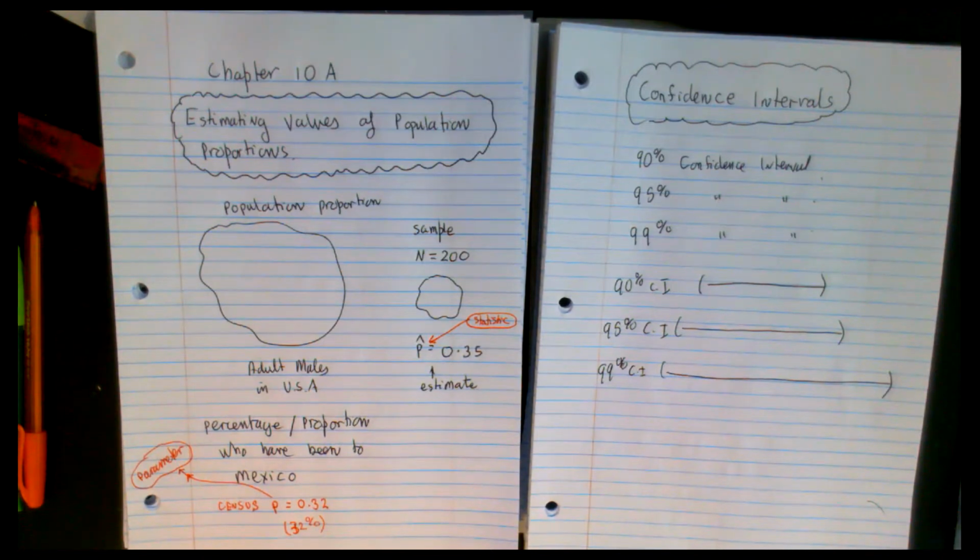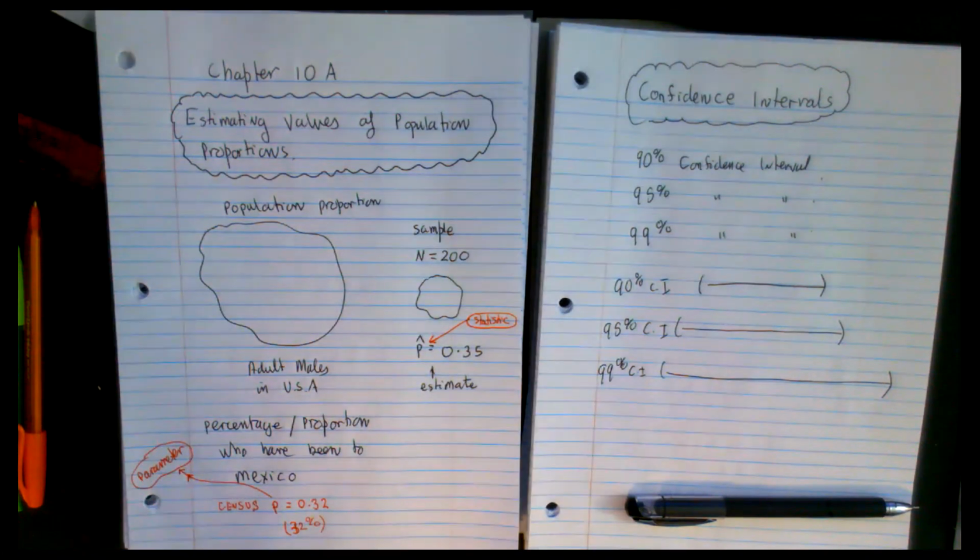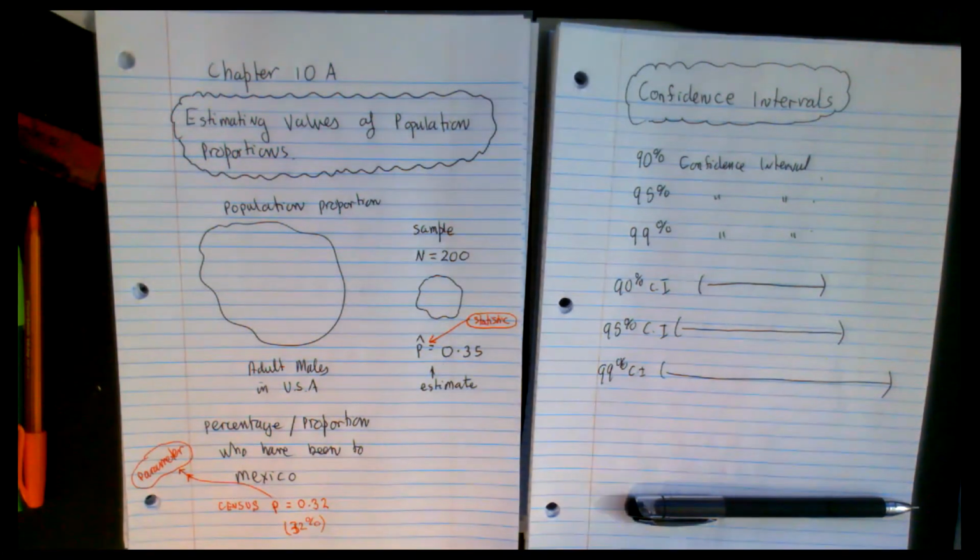So as you make the confidence interval percentage larger, if you want to be 99.999% sure, can you imagine that your interval would be extremely huge? It would be ridiculously big and probably not very useful. I could, for instance, tell you that I'm 100% sure, a 100% confidence interval, that the percentage of adult males who've been to Mexico is somewhere between 0 and 100%.